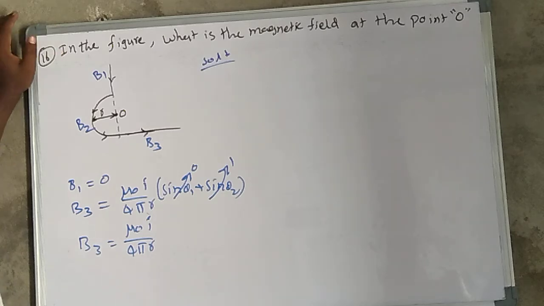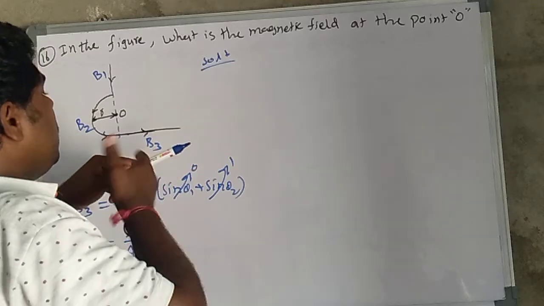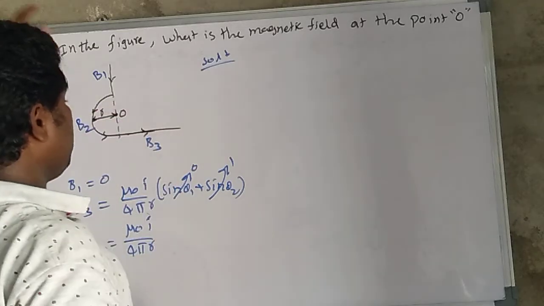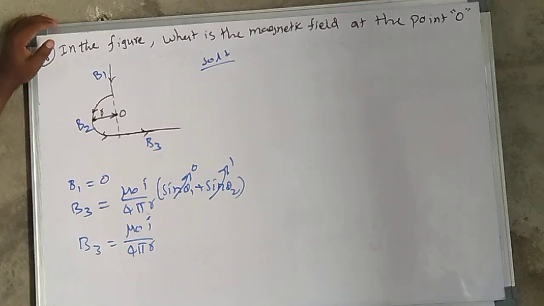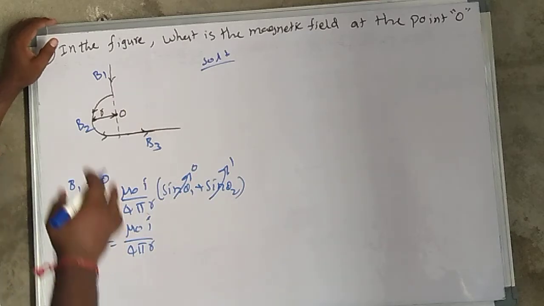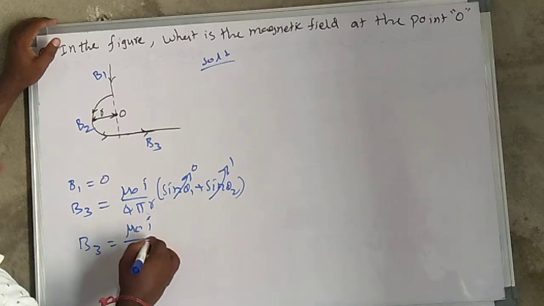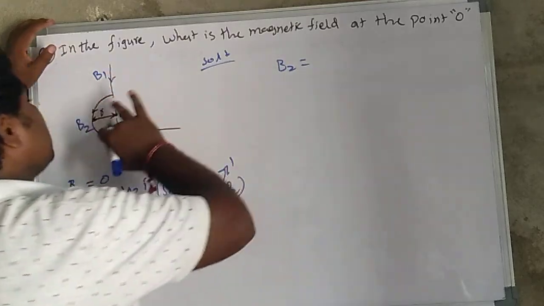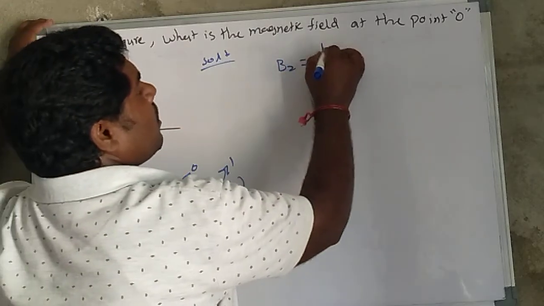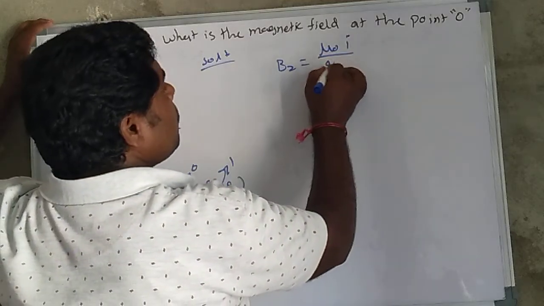Here the direction: whenever the current is in this direction, the magnetic field at this point is in the outward direction, and here also the outward direction. So if they are asking direction, you may write the direction. If they are simply asking what is the magnetic field at the point O, B3 is this one. You may find B2 also. B2 is nothing but the semicircle, mu naught I divided by 4R.